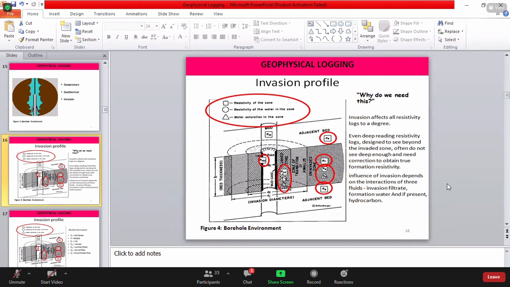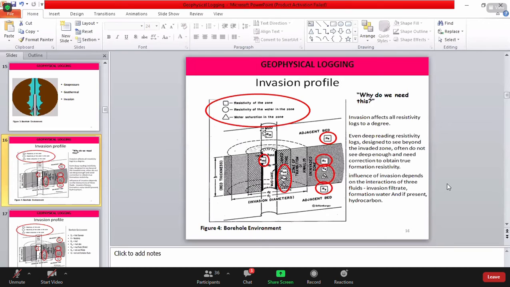So we have the flush zone. In the flush zone, the formation fluid has been completely flushed out, completely replaced by the mud filtrates. In the transition zone, the mud filtrates has partially replaced the formation fluid. But in the uninvaded zone, the formation fluid is not disturbed. So we still have the true formation fluid in the uninvaded zone. Do you get it now?